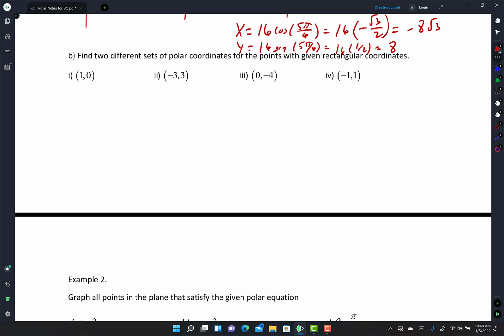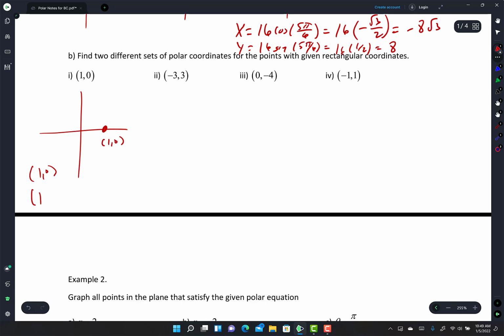All right, it says find 2 different sets of polar coordinates for the points with the given rectangular coordinates. Okay, so here we go. That's a rectangular coordinate. So 1, 0 is right here. And they want me to give 2 different polar. So in polar, I could say, again, 1, 0. I could also say 1, comma 2 pi. I could also say 1, comma 4 pi.